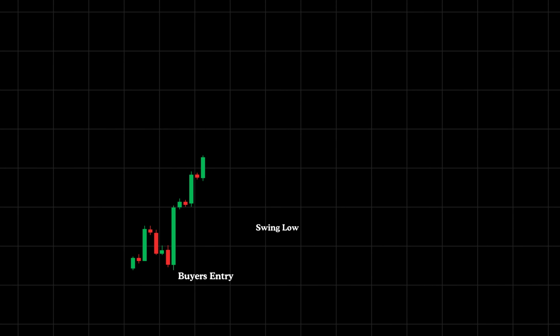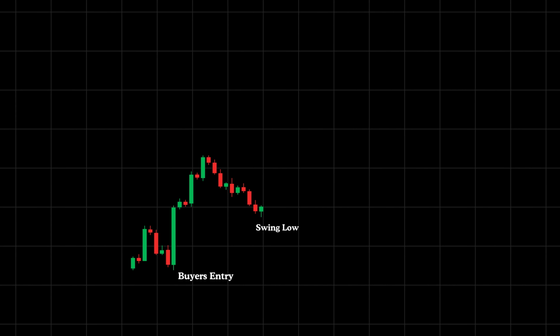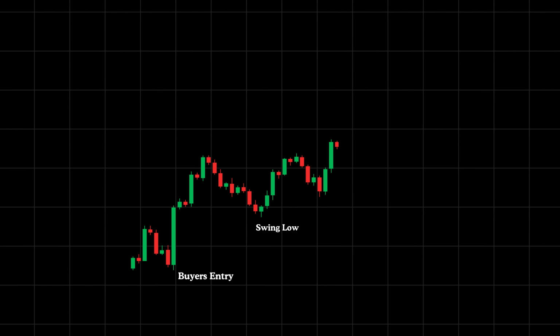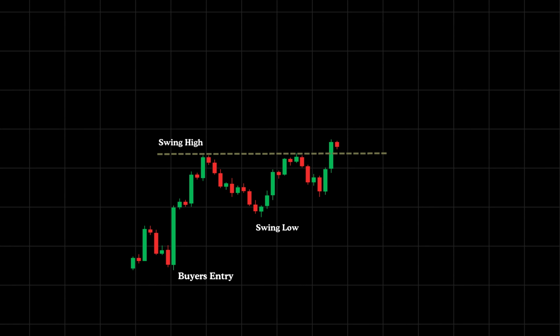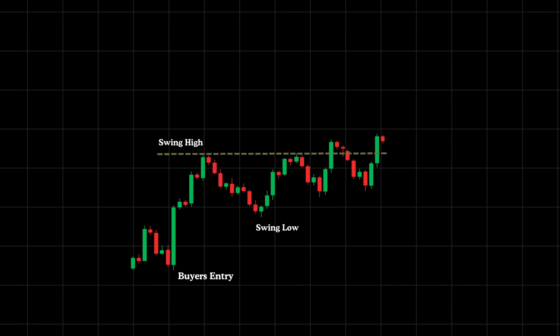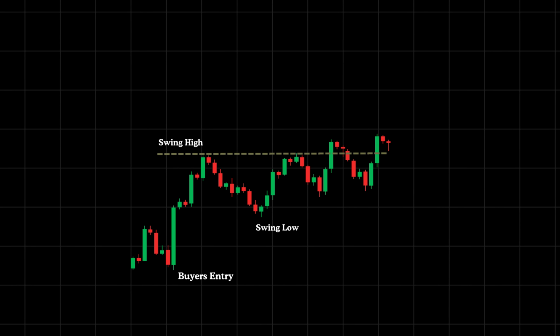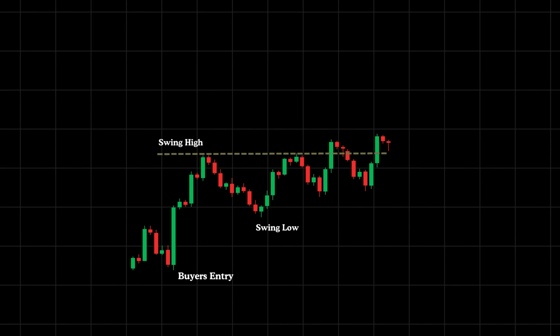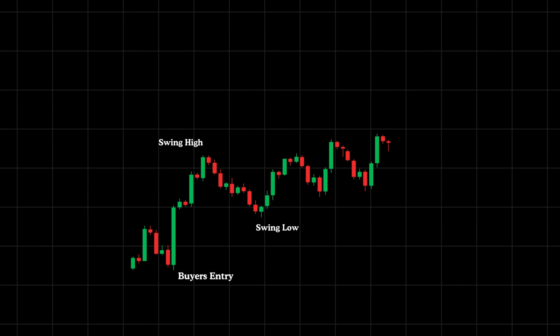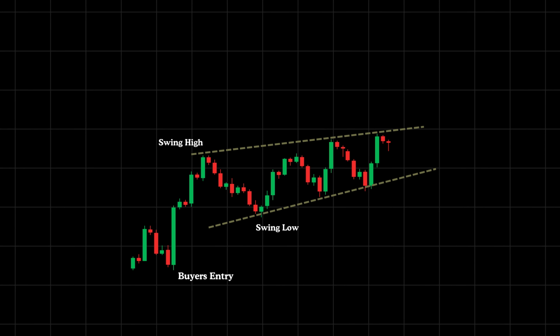Traders who missed earlier entries often buy around this swing low, pushing the price upward again and breaking the previous swing high. However, the price fails to hold at higher levels and pulls back once more. This time, though, it doesn't break the prior swing low and reverses upward, showing that sellers are unable to drive the market lower.